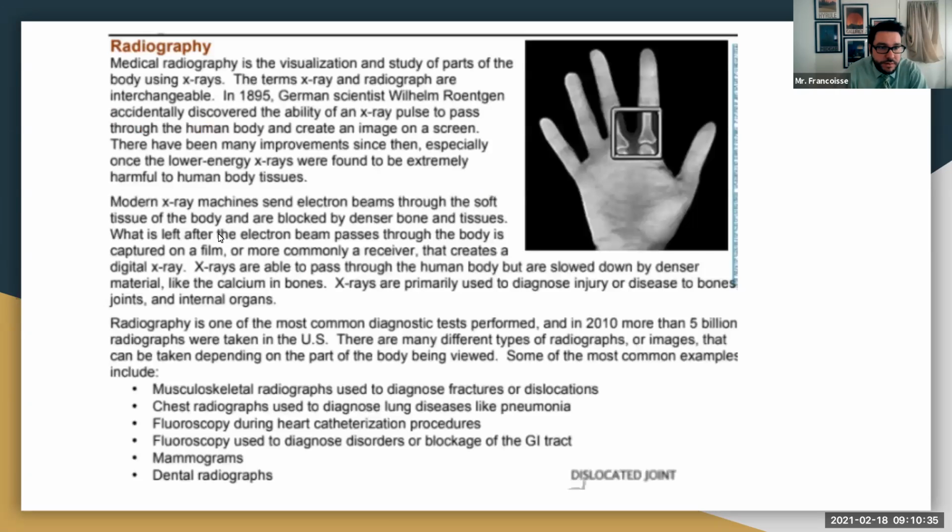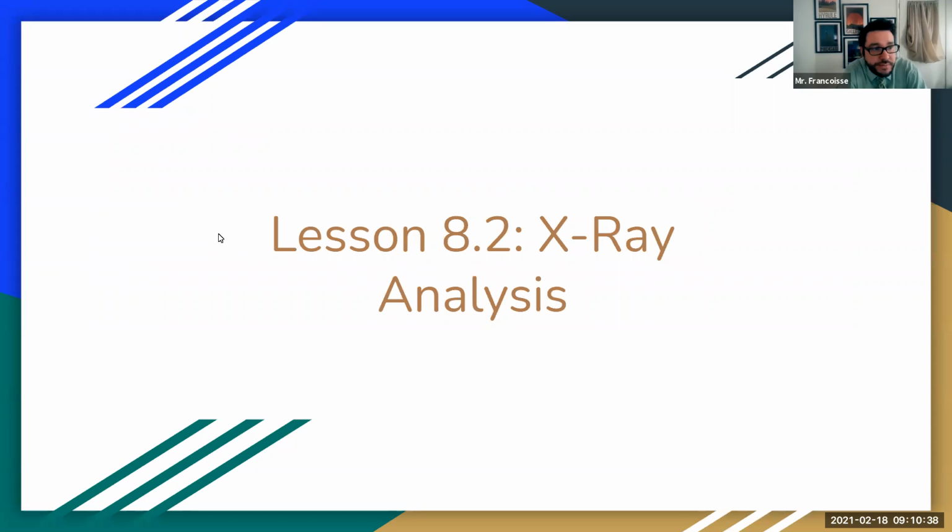Today, let's take a look at what our topic's going to be: X-ray analysis. So we're going to look at a couple different X-rays and try to figure out what's wrong. So we're trying to diagnose. The main things that we're going to diagnose today are fractures and dislocations.